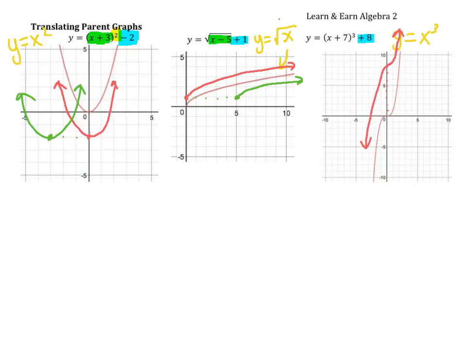Now take a look at the stuff on the inside. That says x plus 7. Because it's on the inside, I'm going to do the opposite of what it says, and I'm going to subtract 7 on the x-axis. So I'm going to go to the left 7. 1, 2, 3, 4, 5, 6, 7. And then I'm going to draw the basic parent graph as best as I can. And that green graph is a translated graph of that equation.